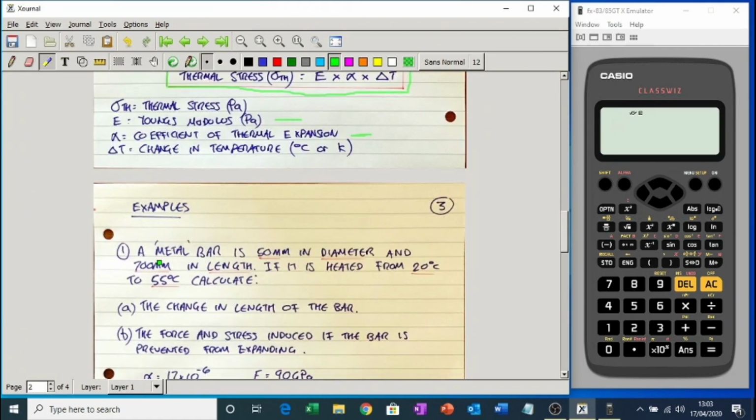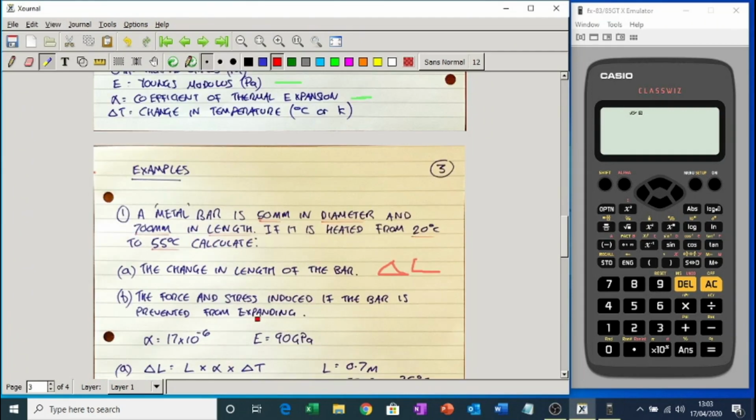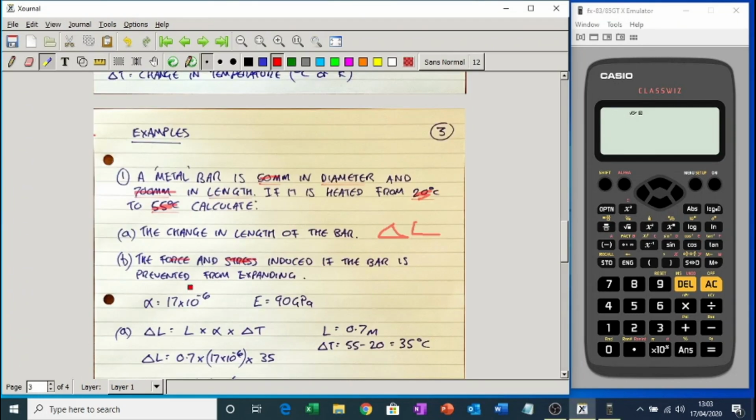So for example, a metal bar, 50 mm in diameter and 700 mm long, is heated from 20 to 55. Calculate the change in length, and the force and stress induced if the bar is prevented from expanding. We'll find the stress first, then we'll find the force. First, the change in length: it's going from 20 up to 55, and it's 700 mm long. Here are some values: the coefficient of expansion and Young's modulus.